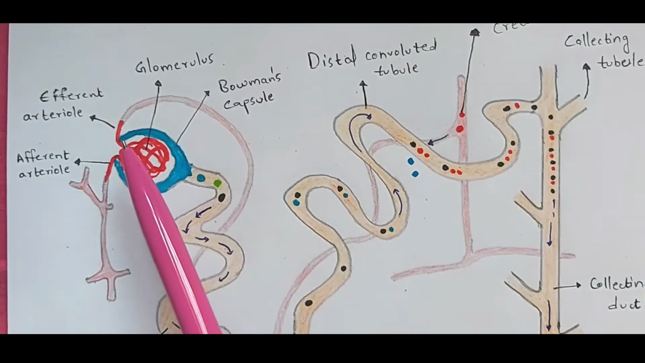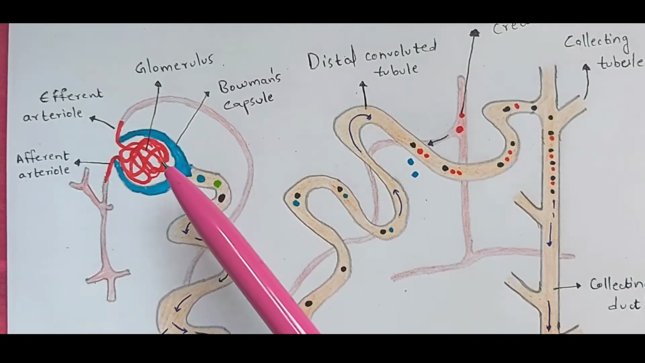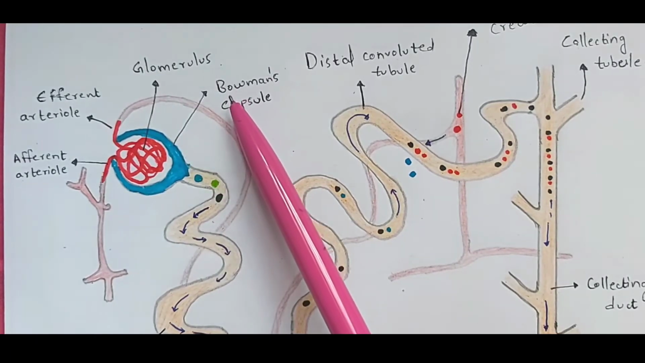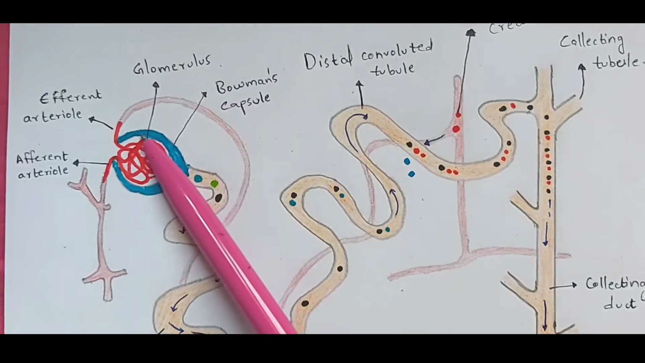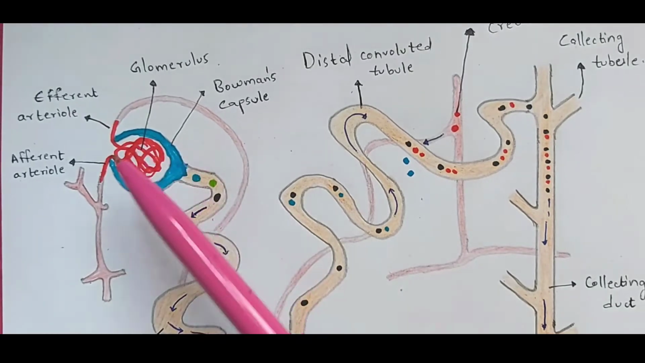So this is the structure of the Malpighian body. Basically this glomerulus plus Bowman's capsule, both together, this body is called the Malpighian body.